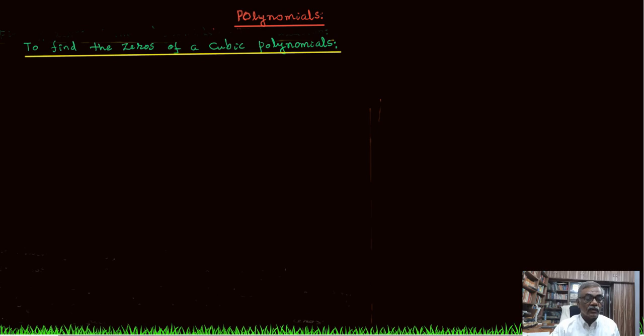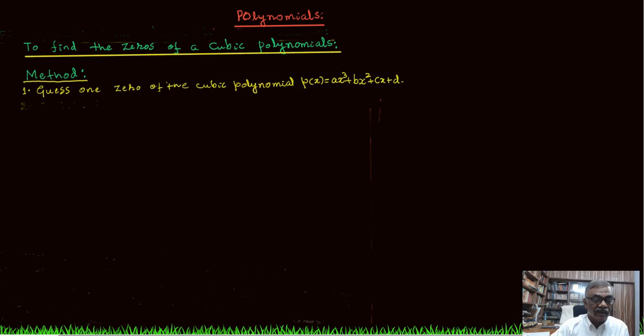Now we consider the cubic polynomial. I mean here how to find out the zeros of the cubic polynomial by a factorization method. Now I am considering this polynomial. To find the zeros of the cubic polynomial by the factorization method, I am going to explain here. Method 1.